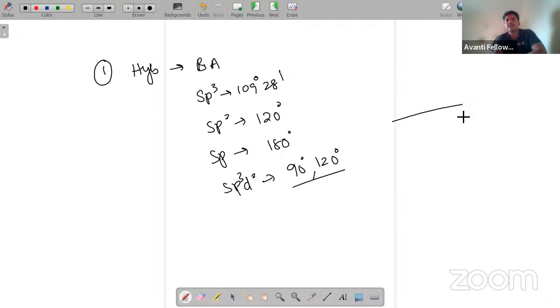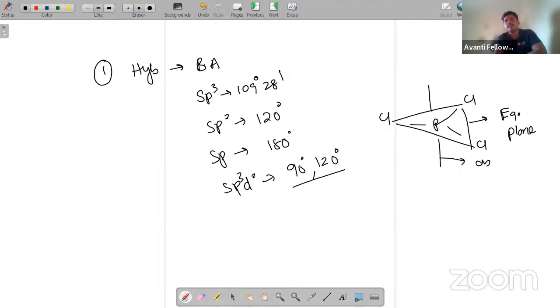Best example, if you take PCl5, phosphorus is here, chlorine, and this is called the equatorial plane. And this is called the axial line, or we can also say axial plane. And 2 chlorines are at the axial line and 3 chlorines at the equatorial plane. We call this geometry trigonal bipyramidal. Is it clear to you?